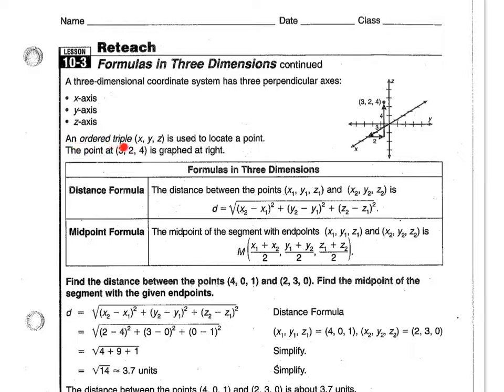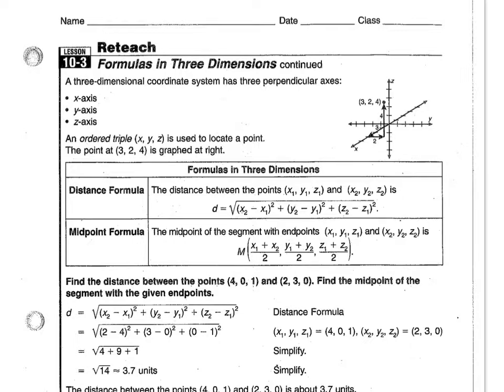An ordered triple, x, y, z, is used to locate a point in a three-dimensional coordinate system. The point 3, 2, 4 is graphed at the right. So on the x, this is the positive 3. On the y, this is the positive 2. And the z, it's 4. So 1, 2, 3, 4. So it's at this level 4. So this is a point that is on a three-dimensional coordinate system.